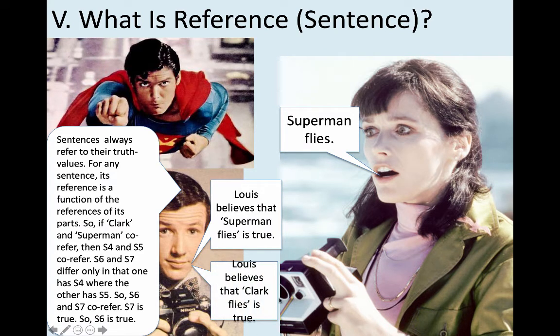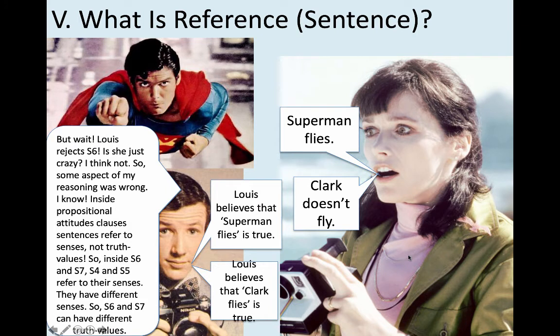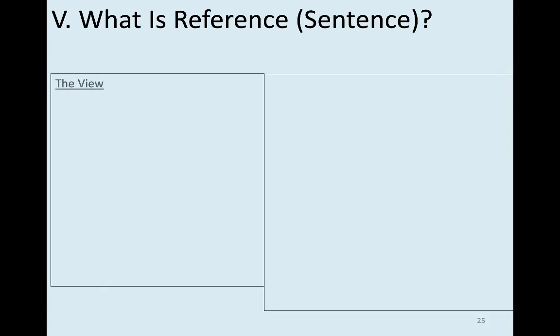But when Jimmy Olsen says Lois believes that Clark flies is true, he notices that Lois disagrees. She says Clark doesn't fly. So what's he going to do? He's going to say, well, look, Lois isn't crazy, so some aspect of my reasoning must have been wrong. And here's what it is. Inside propositional attitude clauses, that's like when you say I believe, sentences refer to senses, not to truth values. So inside S6 and S7, S4 and S5 refer to their senses. They have different senses. That is, Clark flies and Superman flies have different senses because the description associated with Clark is not the same as the description associated with Superman. So S6 and S7 can have different truth values.